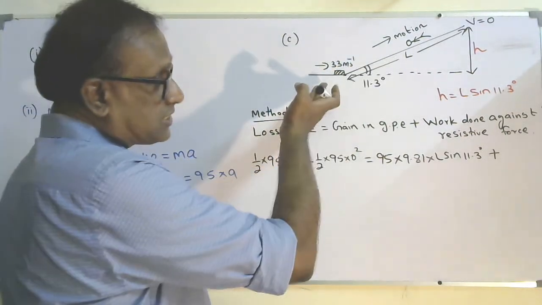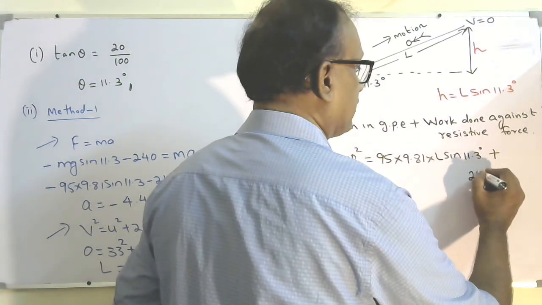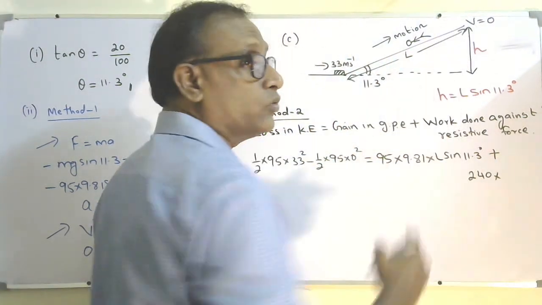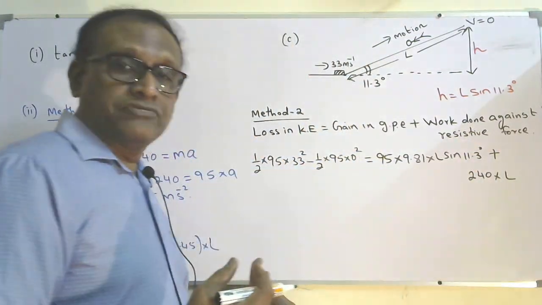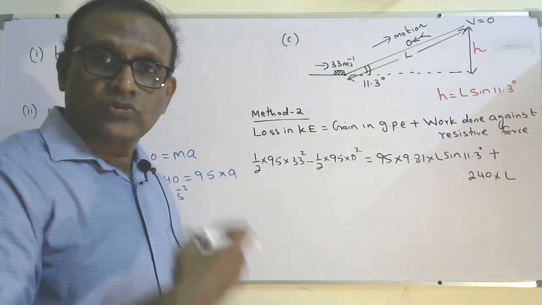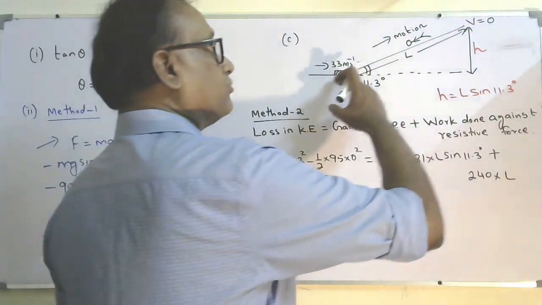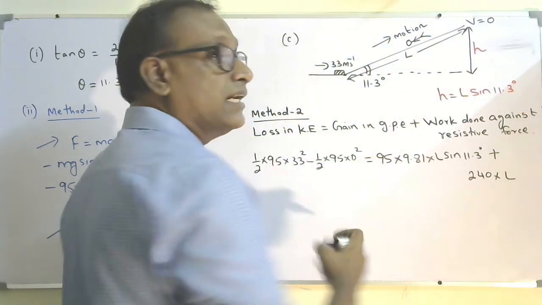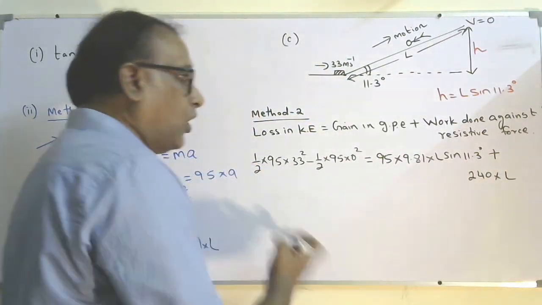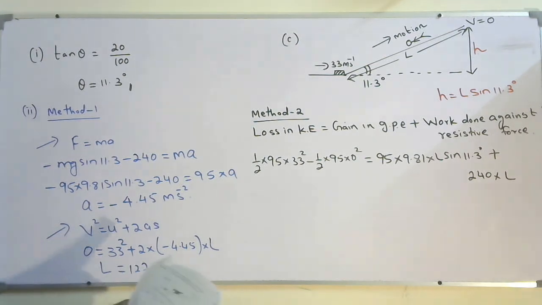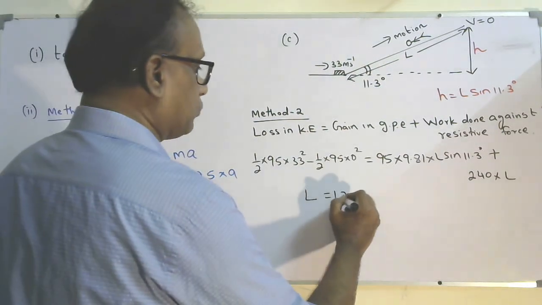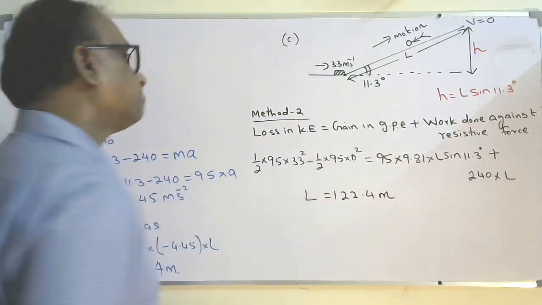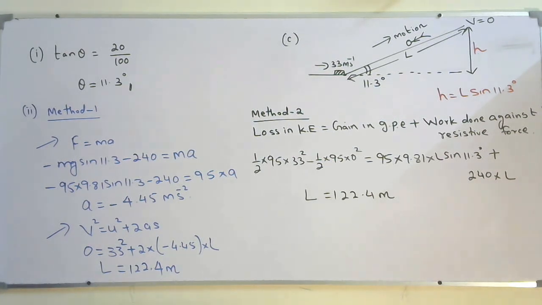The resistive force is along the slope, so the resistive force is 240 times the distance moved opposite to the resistive force. Work done against the resistive force means resistive force into distance moved opposite to the resistive force. The distance moved opposite to the resistive force is the length of the slope, so 240 into L. Okay, so solve this equation and find that, right? If you solve this equation, you get the same answer, 122.4 meters. Okay, so I hope this is useful. We'll try to discuss other papers later.